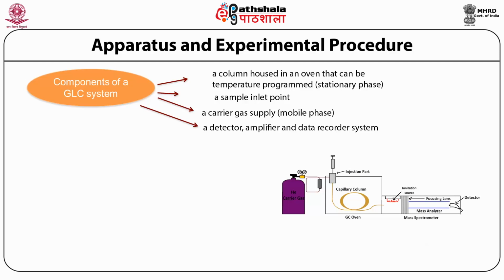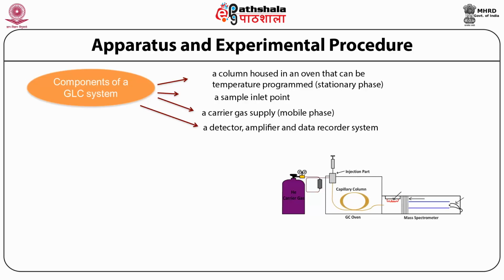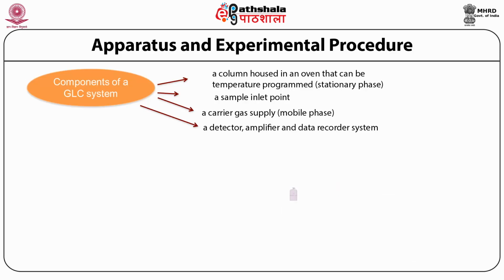The box here where you see capillary column written is basically the oven, which is temperature programmed. The capillary column here is a long coil. This coil is not much thicker than a human hair, and it's about 30 meters in length. It's a non-polar column, and the walls of this column are filled with a high boiling point liquid like silicone grease or wax, which is basically the stationary phase in the GLC system.